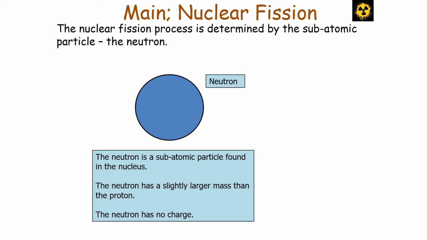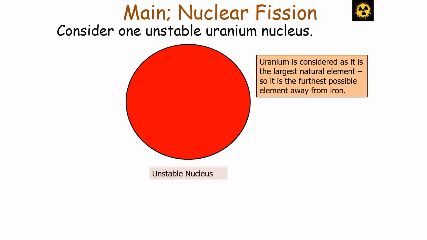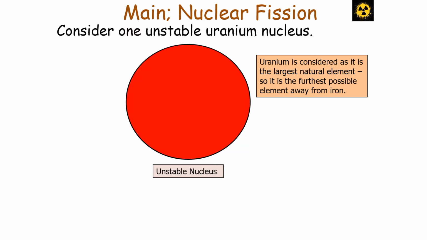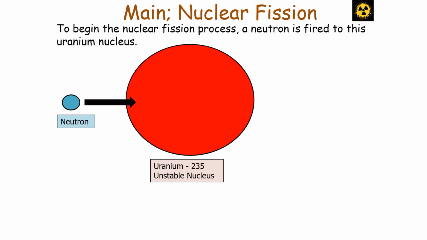Now the nuclear fission process is determined by the subatomic particle, the neutron. Let's start by considering one unstable uranium nucleus. Uranium is considered unstable as it's the largest natural element. It is the furthest possible element away from iron. So what we need to do with our unstable uranium nucleus is fire a neutron into this uranium nucleus.